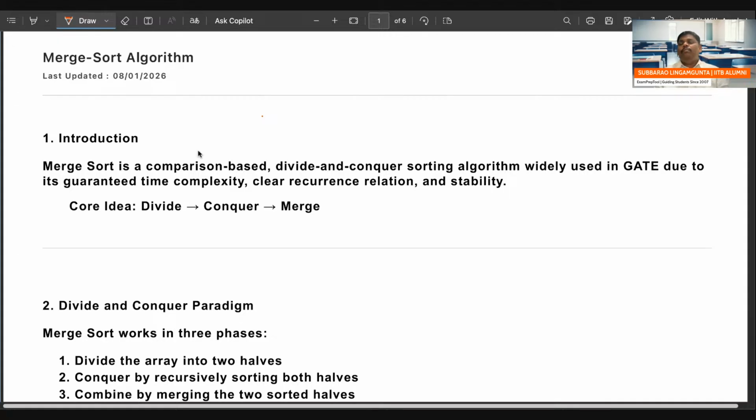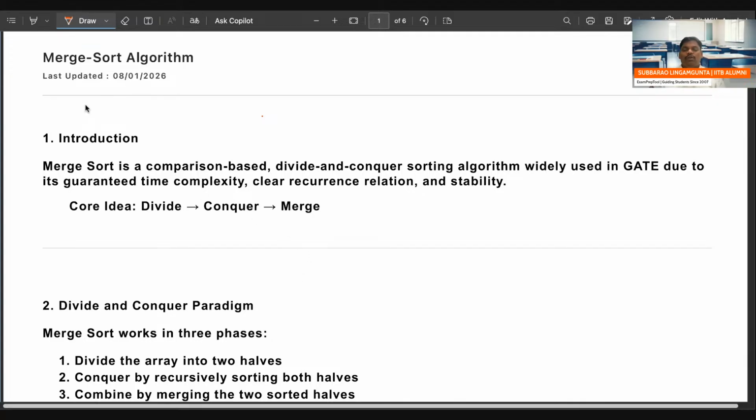Merge sort is a comparison based sorting algorithm. What does that mean? While sorting, you will compare the elements. Sorting algorithms are of two types: comparison based and non-comparison based. First of all, what is sorting? Sorting means arranging the elements in either ascending or descending order. I have some elements and I want to keep them in ascending or descending order. That is called sorting.